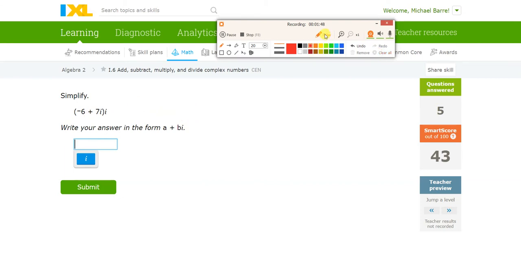A little distribution here. So negative 6i, and this is going to be 7i, which is 7i squared, which is 7 times negative 1, which is negative 7.